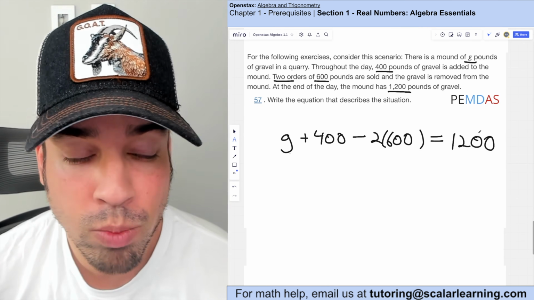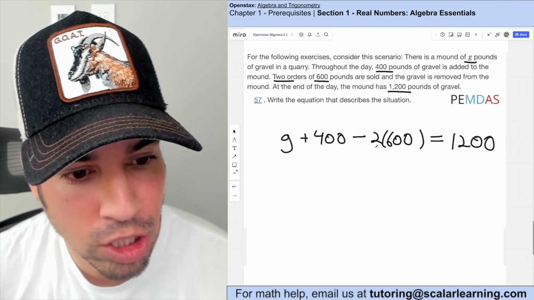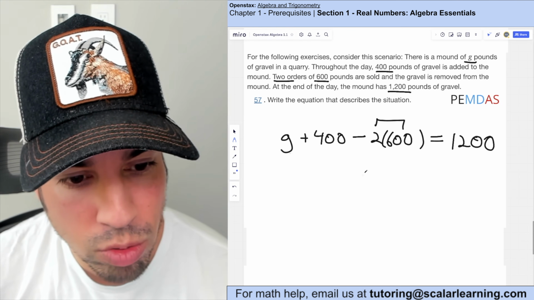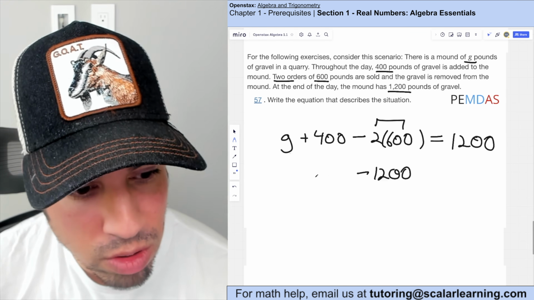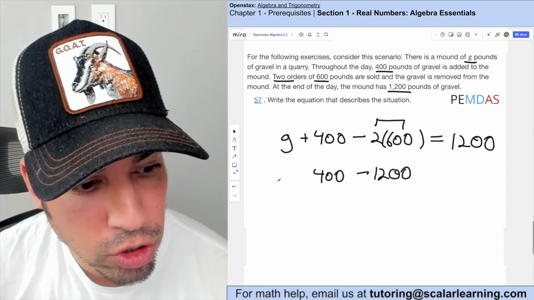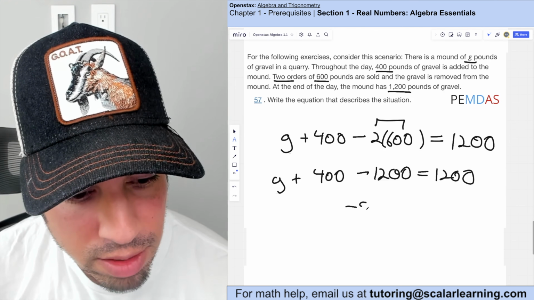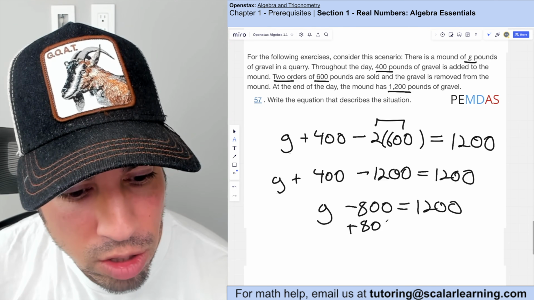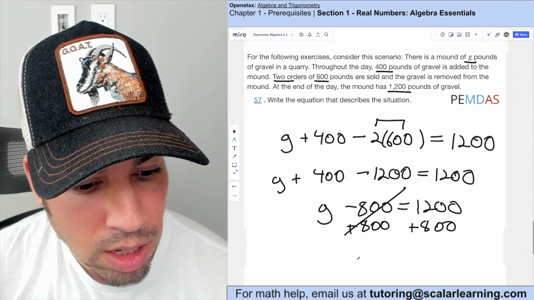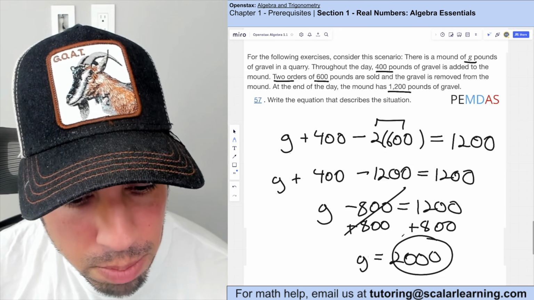Now, just for fun, we don't have to do this. It doesn't ask for us to do this, but I'm going to solve it anyways. Let's solve for G. So we're going to carry out order of operations. 2 times 600, that's 1,200. Again, that minus stays there. We could also call that negative 1,200. And then we've got 400 minus 1,200 is negative 800. Then to get rid of the 800, I'm going to add 800 to both sides. And then I've got G equals 2,000 pounds.